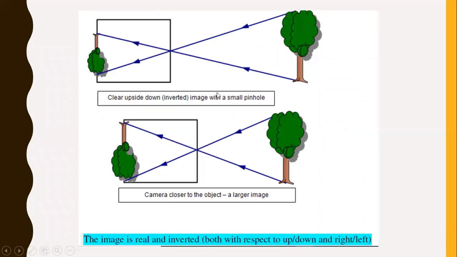So the pinhole camera works on the principle of rectilinear propagation of light. On this principle, the pinhole camera is formed. Okay, so you can see that if the object is farther, the image is formed small, and if the object is closer, the image will be formed large. So the image is always real and inverted in a pinhole camera. Okay, so it is always inverted. Inverted means upside down.